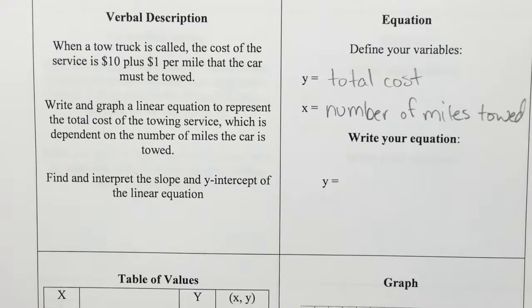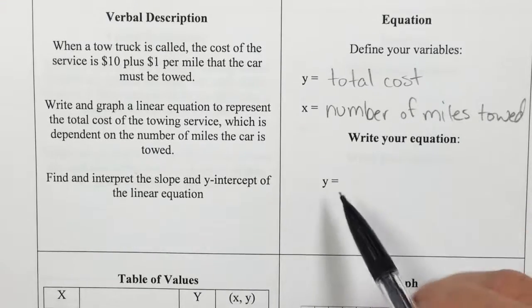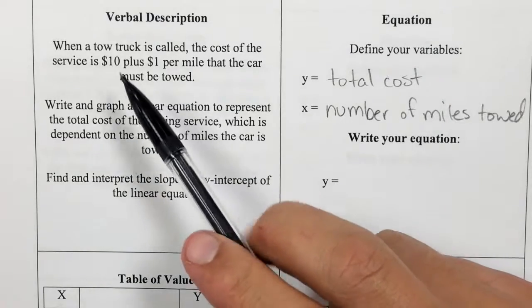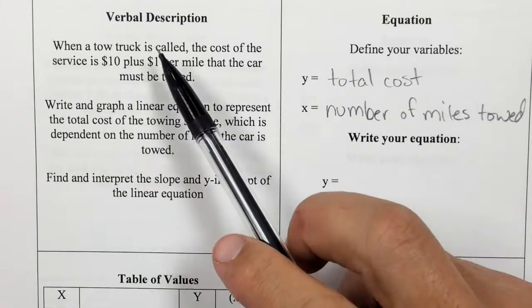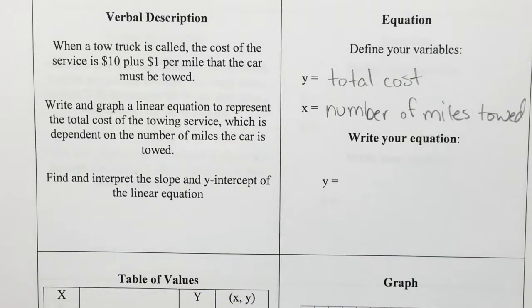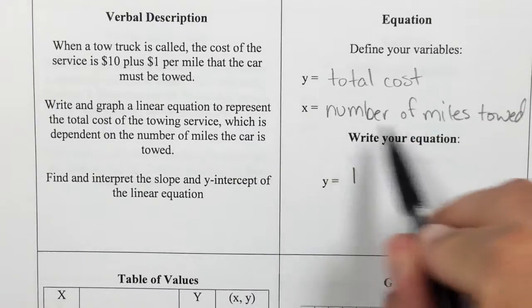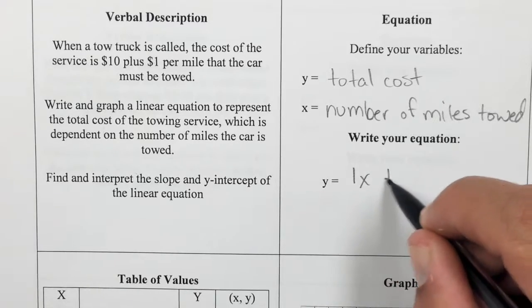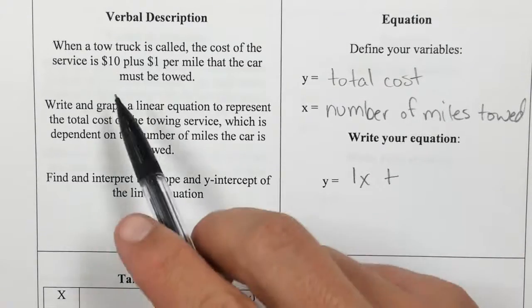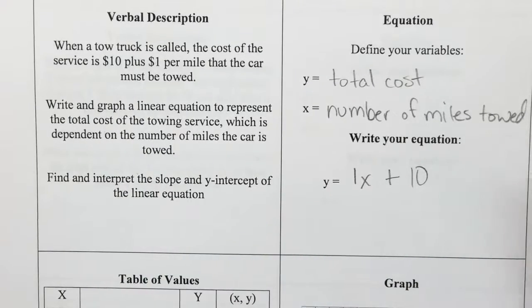Now, we got to write an equation to represent this. So y equals, so total cost equals, which one's our rate here? Is it the one-time service charge or is it the per mile? Hopefully everybody knows it's the per mile. That's our rate, $1 per mile. So we get $1 times the number of miles towed, x, plus, because it's an additional fee, $10 for the service. So far, we've read the verbal description, we've labeled our variables, we've written our equation.